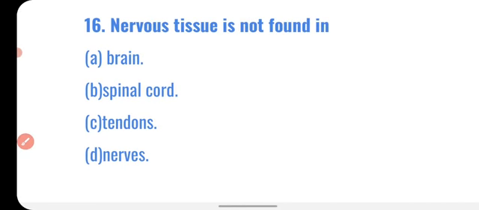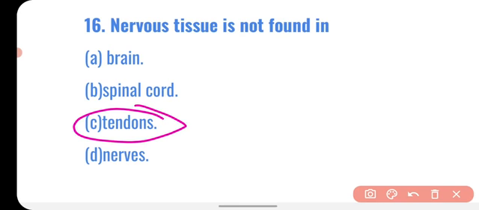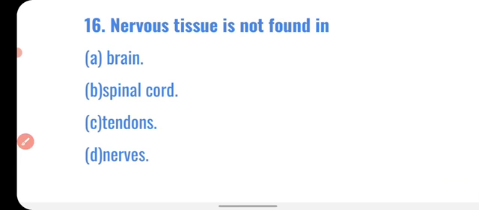Question number 16. Nervous tissue is not found in brain, spinal cord, tendons, nerves. So nervous tissue is found in the brain also, spinal cord also and nerves also. In the tendons there is no nervous tissue, so the correct option is tendons.